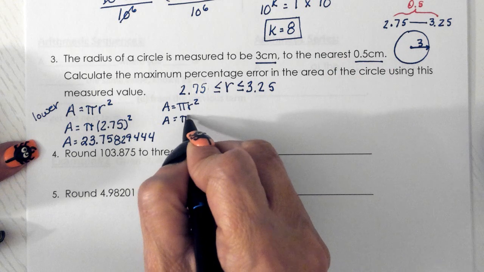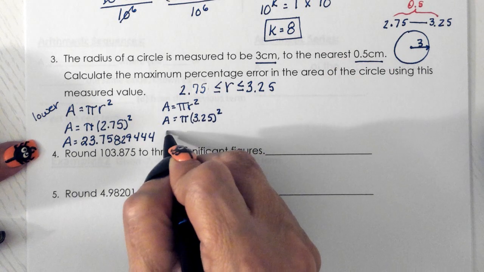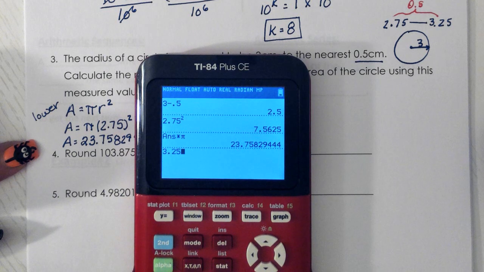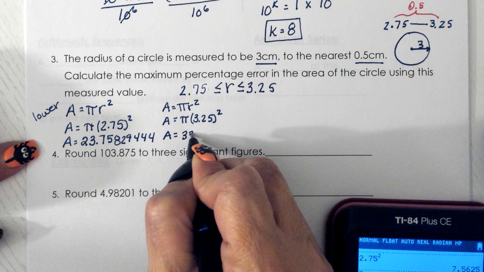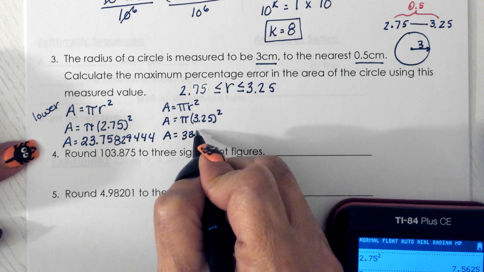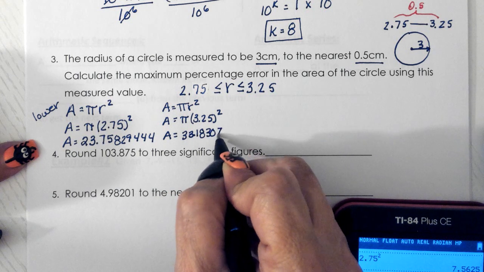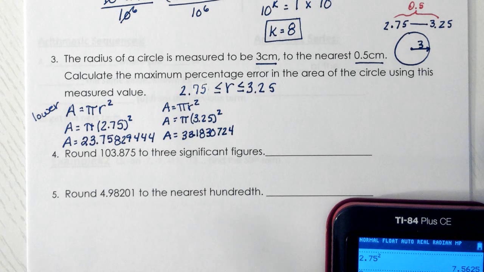Area would be pi times 3.25 squared. So this area would be 3.25 squared times pi. So this one's going to be 33.1830724. All right, and so there's our upper.